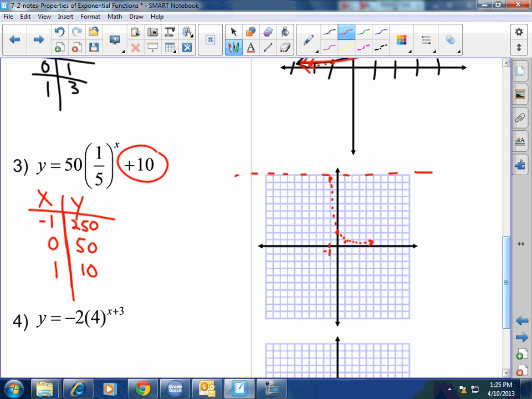So that's my parent. But then what do I have to do with every single one of these? I got to shift it up 10. So I'd have to shift this one up 10, this one up 10, and this one up 10. So then it would be like that. Does that make sense, guys?